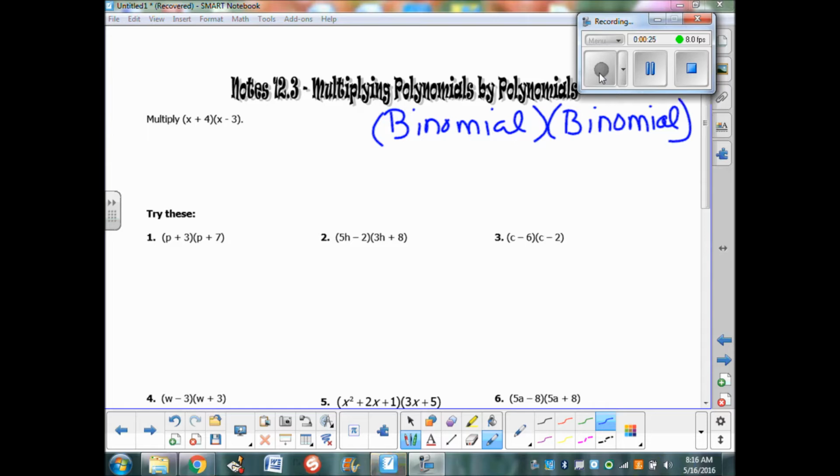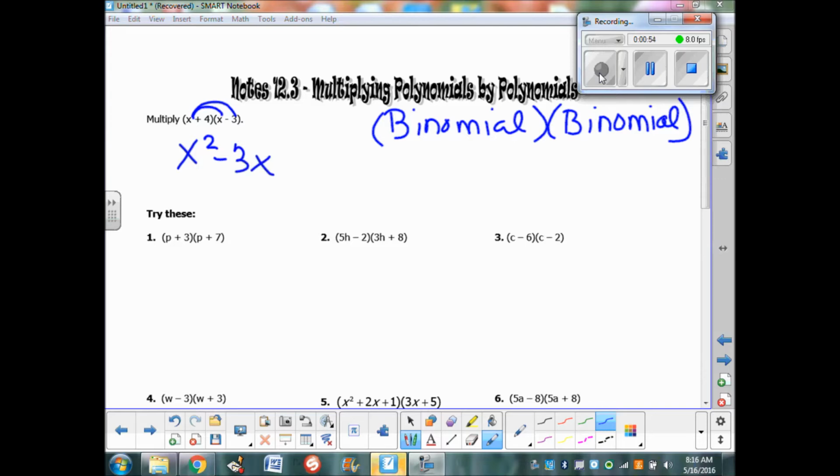So we all know when we're multiplying, we know how to distribute. Well, in this case, we're going to distribute twice, so I call it double distributing. So we're going to double distribute. So first of all, I've got to start out and I've got to multiply x times x, which is x squared. I've got to multiply x times negative 3, which is negative 3x.